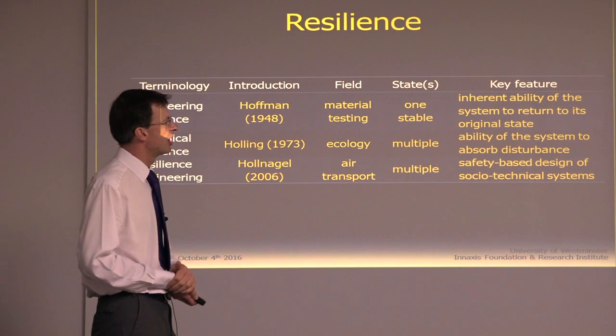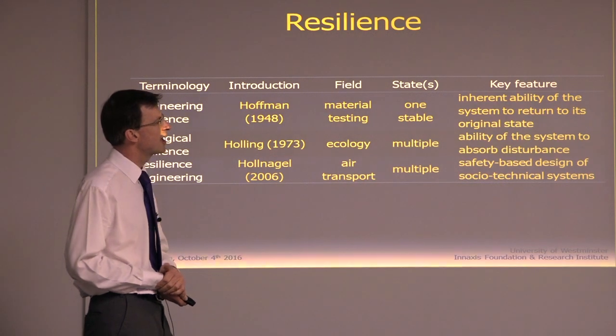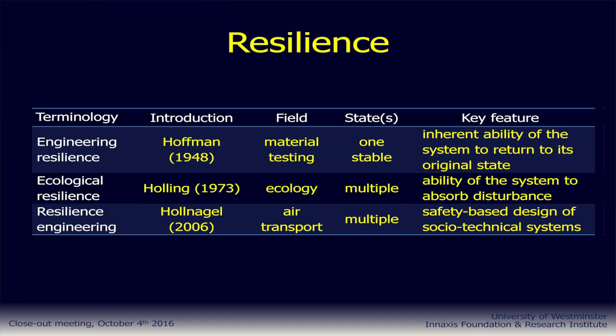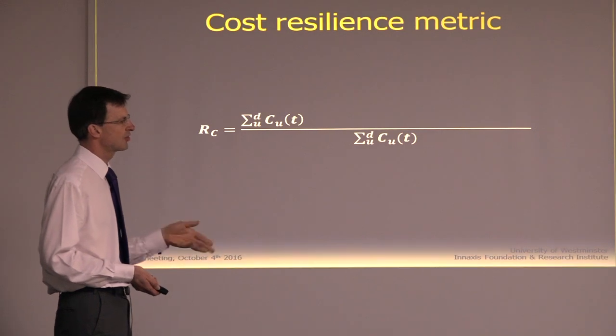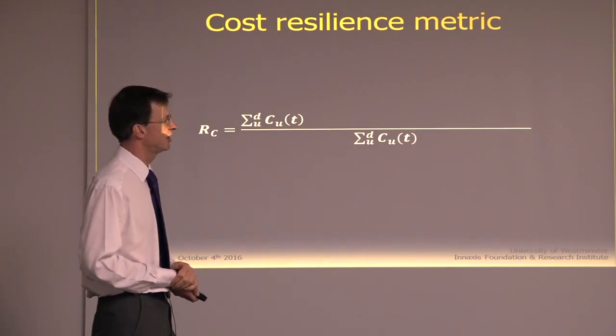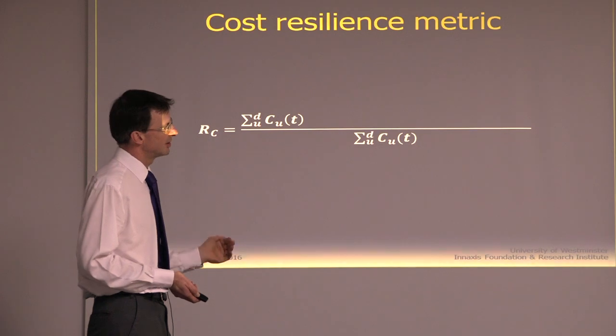There's a number of terminologies for resilience through the literature going way back to 1948 through to the one from Hollnagel in 2006, which has been the one mostly adopted in ATM and air transport with a focus on safety, which is the resilience engineering definition. We, of course, covered those in the deliverables, but what we want to stress here is we are trying to move not only to a better qualitative definition of resilience, but to a quantitative formulation of what we meant by resilience. So we came up with a metric, which is RC, which you'll see quite a lot towards the end of the presentation, which is trying to quantify the cost resilience.